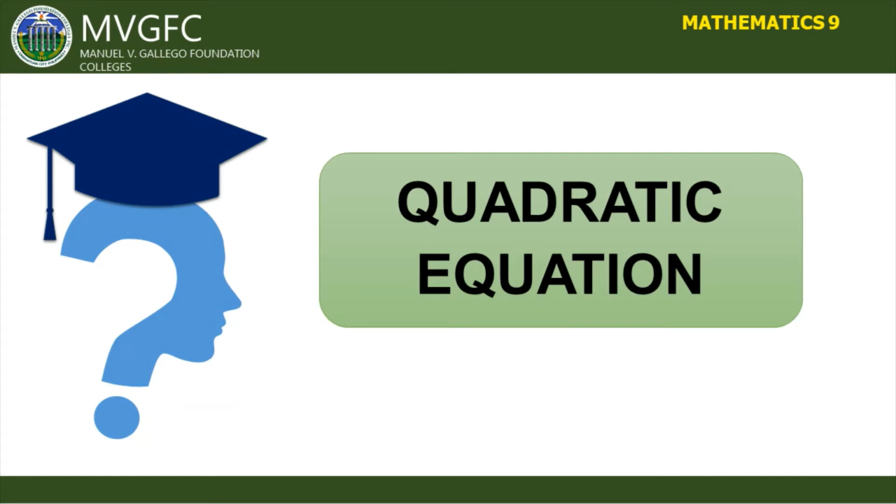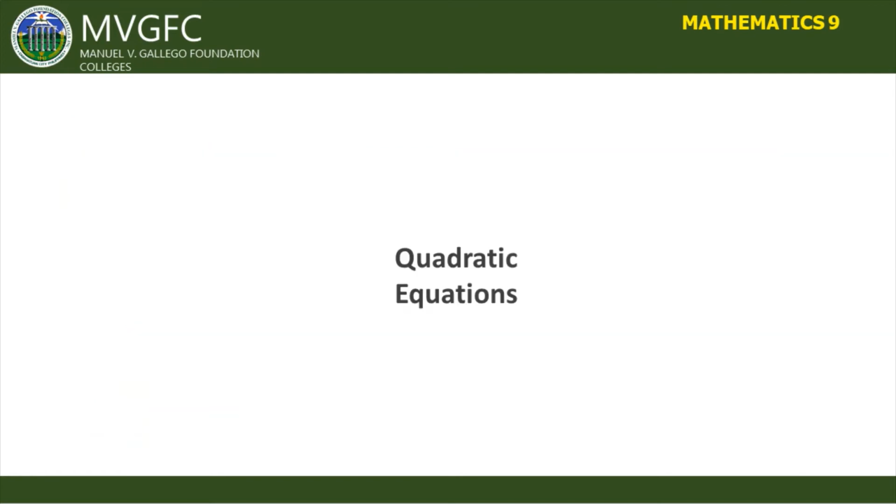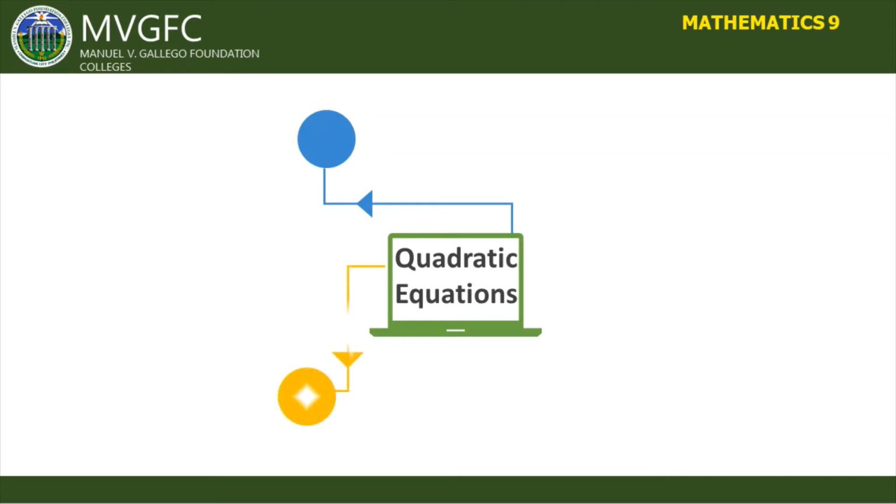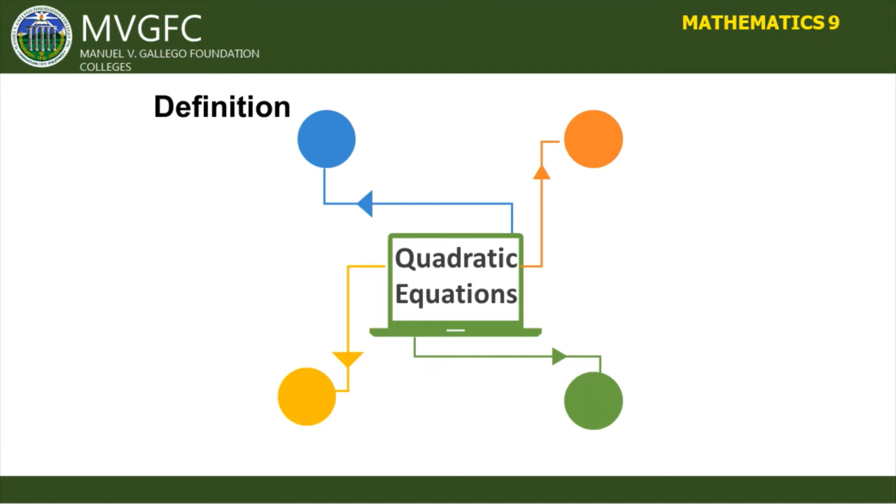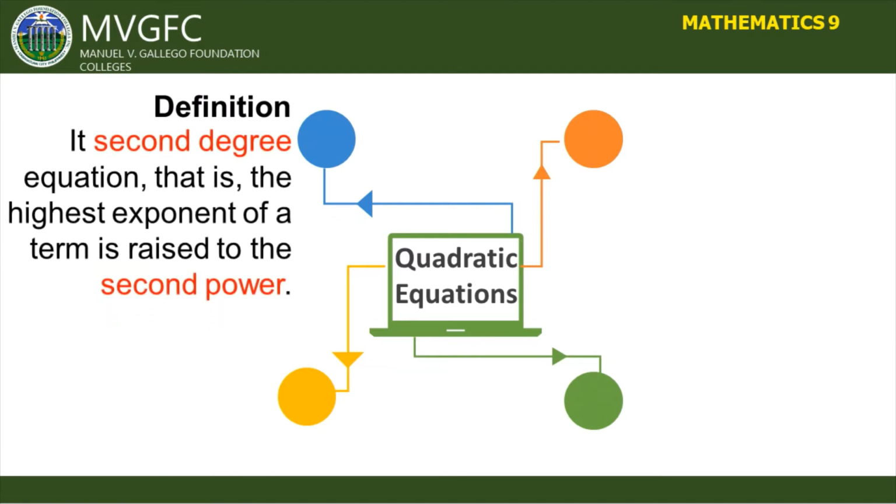There is no wrong answer since I only asked for your thoughts and ideas for our lesson. Let us now explore quadratic equation and discover if your answers for the above activity are correct. Quadratic equation. It is a second-degree equation, that is, the highest exponent of a term is raised to the second power. Remember, the second power.